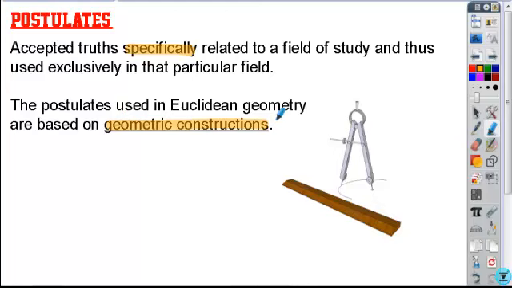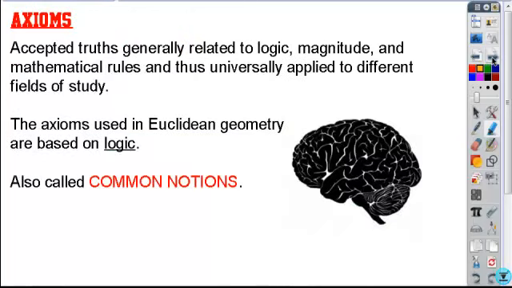Now, compare those to axioms. Axioms are just like postulates. They are accepted truths, or the assumptions that have to be accepted without proving them. However, this one is not specific to a field. It's more general. It's a more universally applied set of concepts.